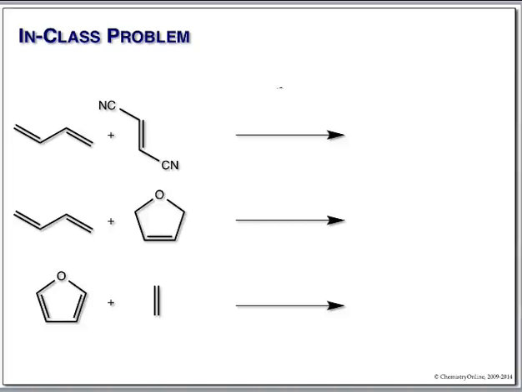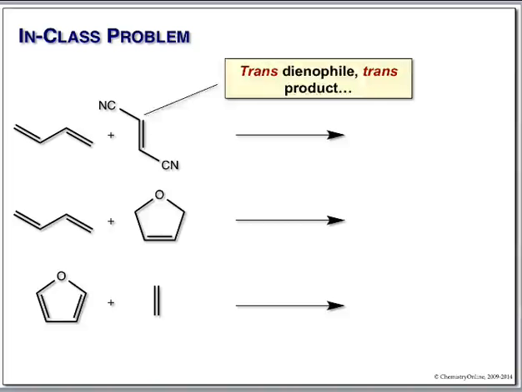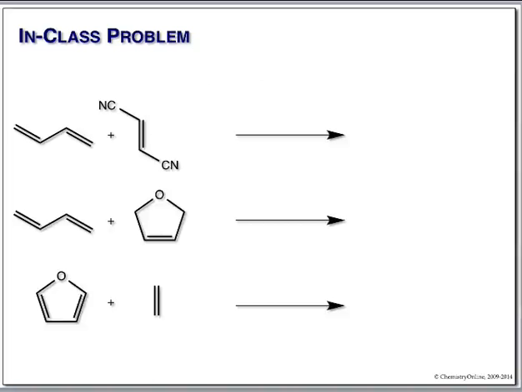You could draw this any number of ways. Something like this should work. Here's our 6-membered ring. You simply need to make sure you show that our two nitrile groups are trans.